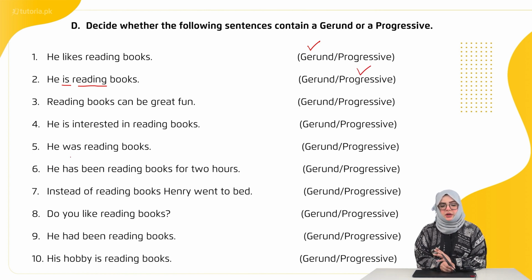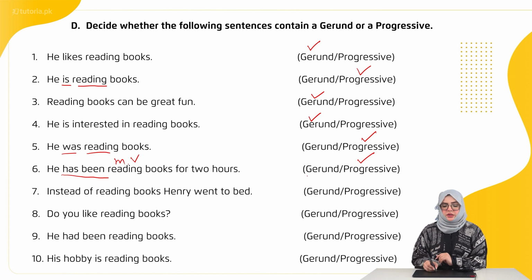Third is reading books can be great fun. What can be great fun? Reading books. Again, gerund answering to what? He's interested in reading books. Again, gerund. He was reading books. This will be progressive. We have was, which is helping verb, helping the main verb, which is reading. Sixth is he has been reading books for 2 hours. Again, progressive. These are helping verbs. This is main verb.